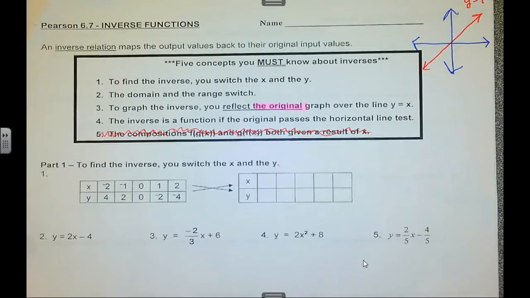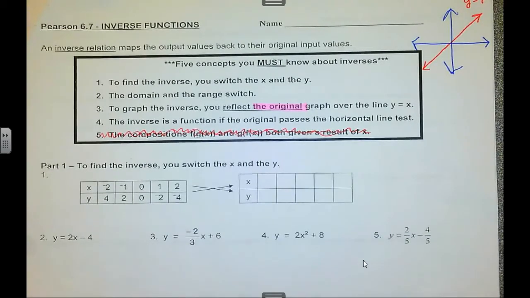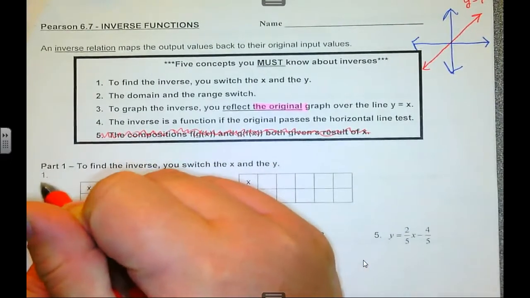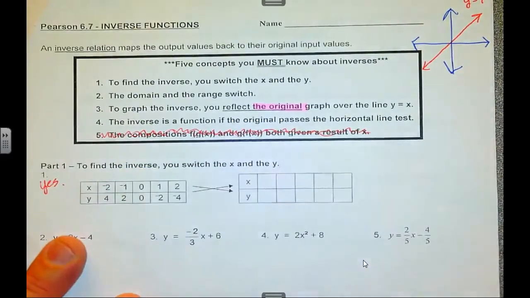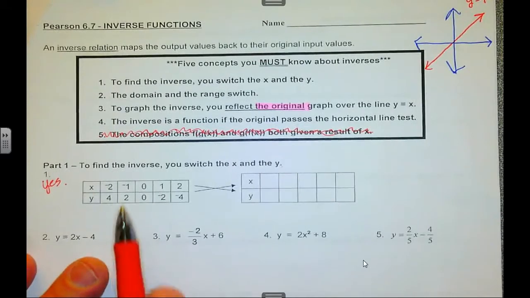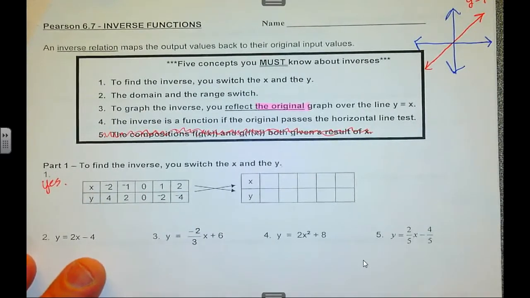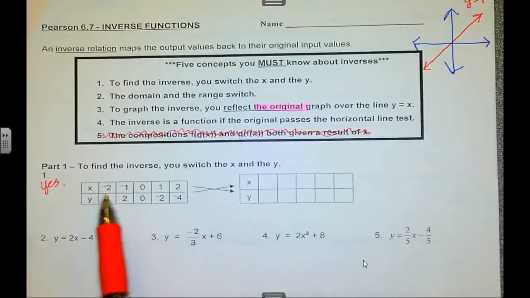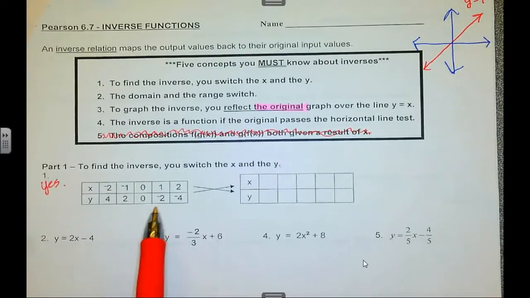Why? What's that, Ariana? I see what you're saying. I know what you're getting at. This, by the way, this is a function. You guys were right. But mainly because there's no x values being repeated. Remember, when we're given a t-chart or a chart, if I have no repeated x values, it is a function.